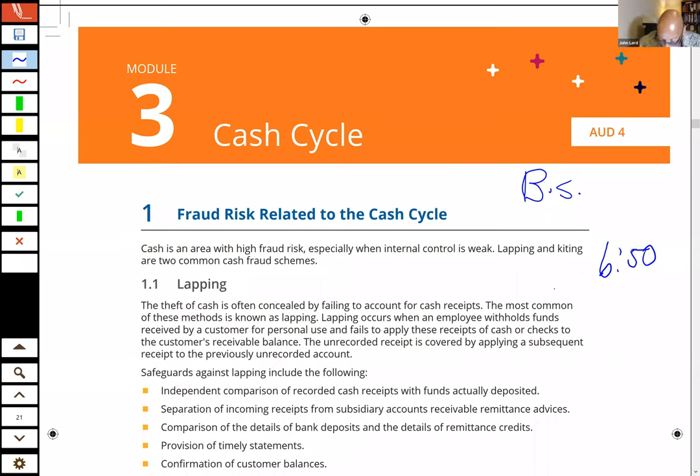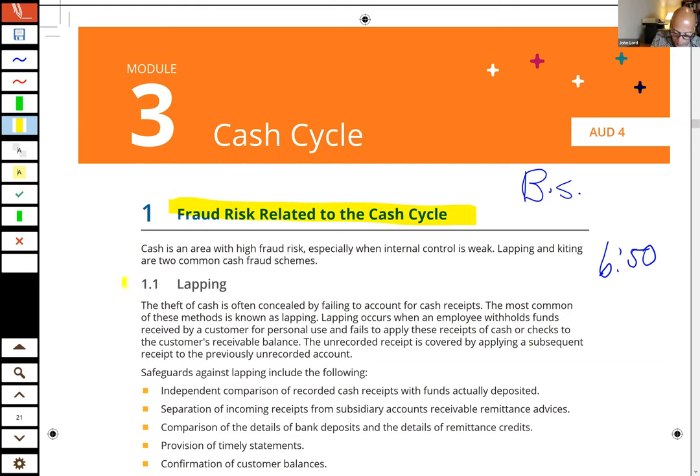Resume the recording, and we're going to take a look now at the cash cycle. And of course, if we're talking about cash, now we have transitioned from our revenue and expenditures on the income statement, and we're going to start to take a look at some balance sheet accounts, although we'll still look at payroll a little bit later, which would, of course, be an income statement account. But let's go ahead and talk about fraud risk related to the cash cycle.